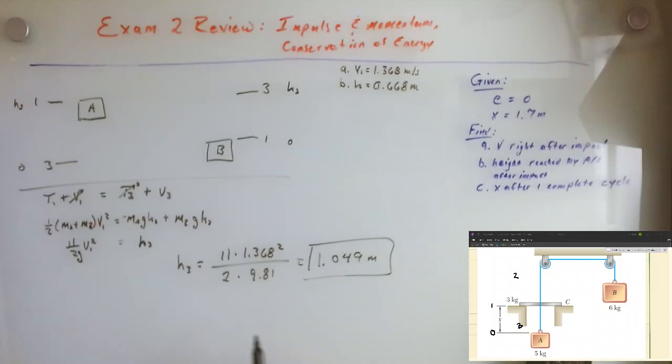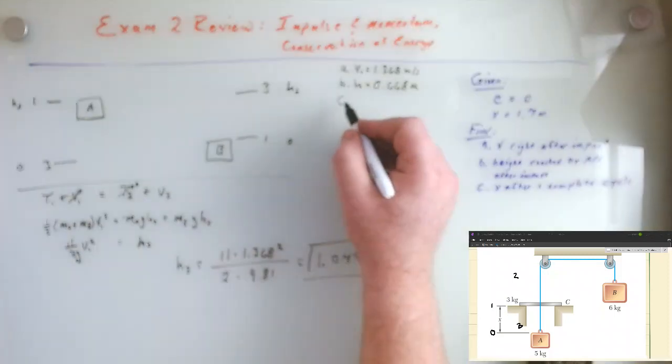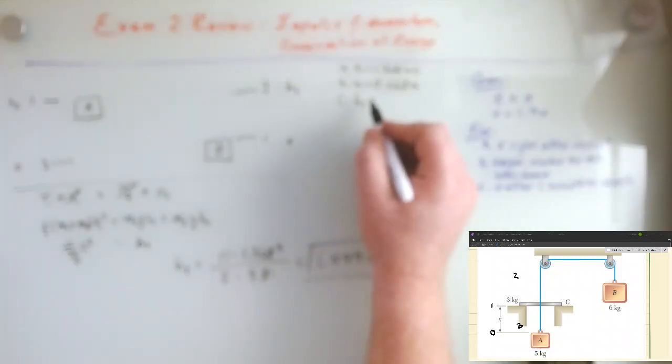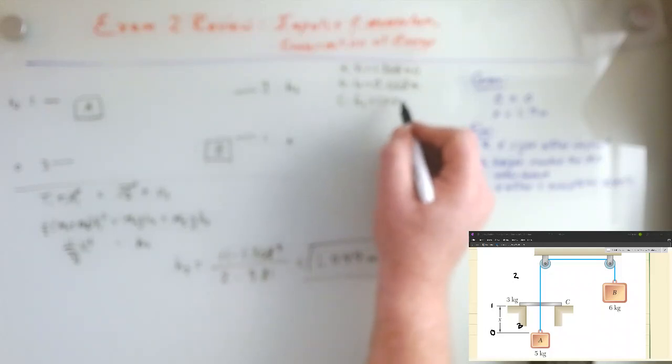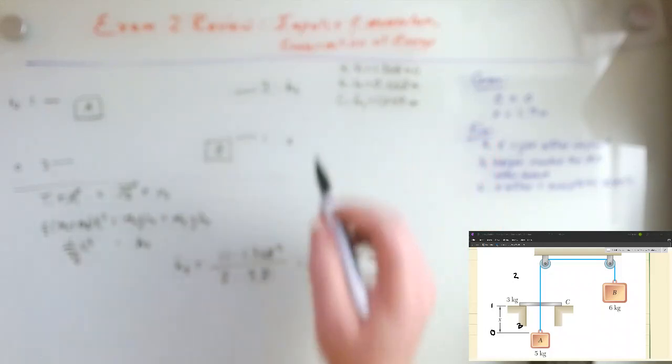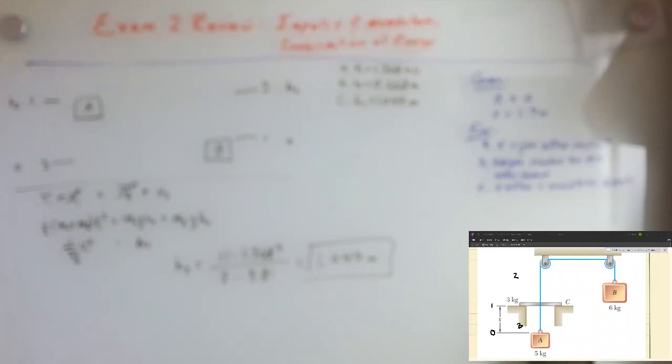There we go. Alright, so C, H3 equals 1.049 meters.